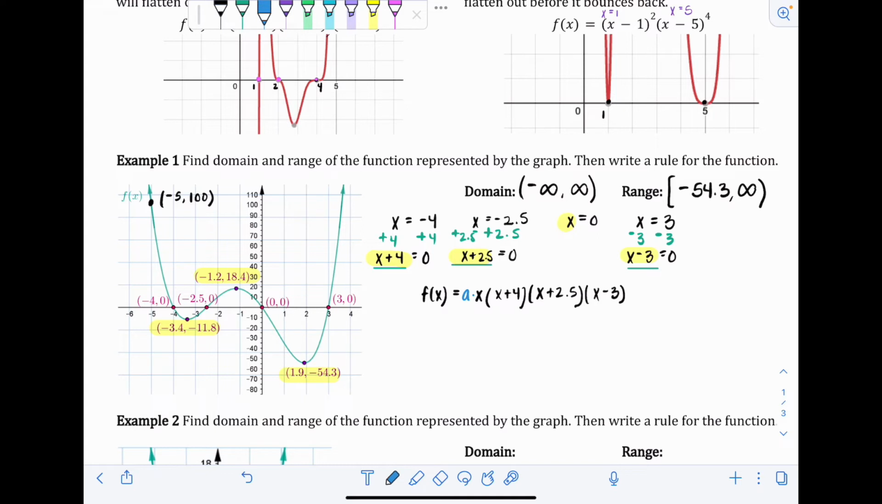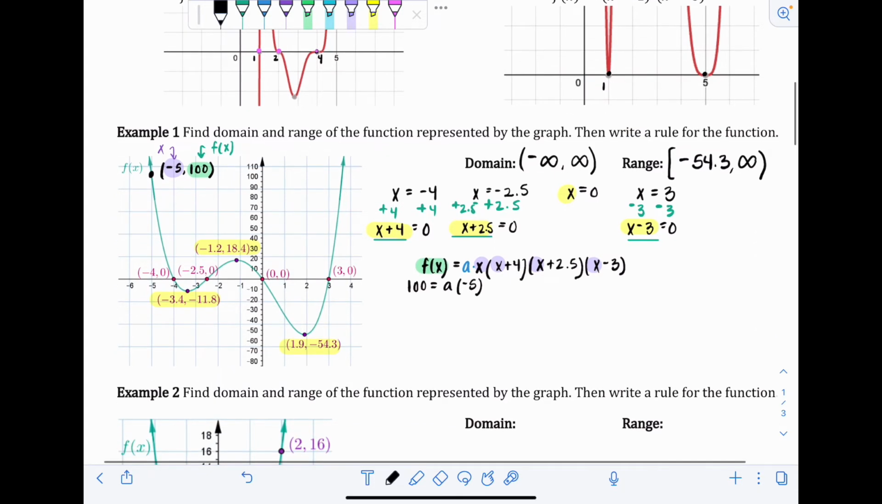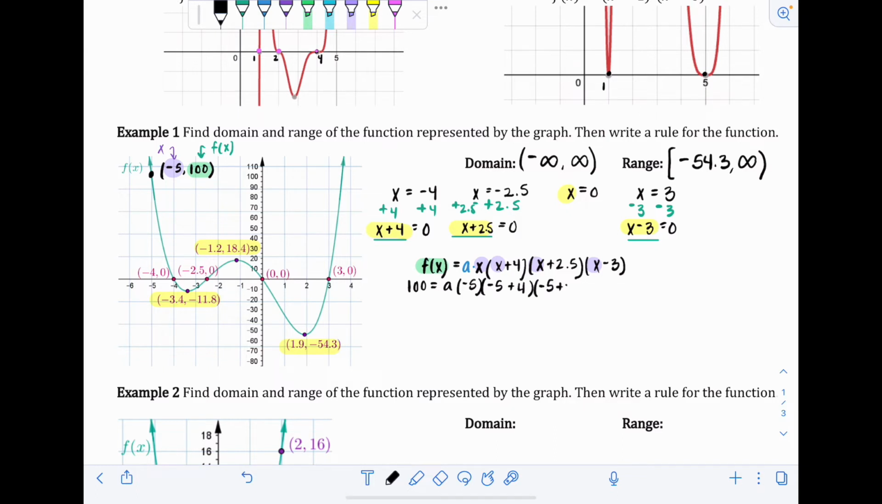Okay, so we're going to put the negative 5 in for all of the x's. So we'll put negative 5 right here, right here, right here, and right here. And then we'll put the 100 in for f of x or y, depending on what you used. So the 100 will go in for f of x. And then that leaves a as our only unknown, so we'll be able to solve for it. So it would look like 100 equals a, and then times x, so times negative 5. And then times x plus 4, so negative 5 plus 4. Times x plus 2.5, negative 5 plus 2.5, and then negative 5 minus 3. So we took all of our x's, they just got all replaced with these negative 5s, and then the f of x got replaced with 100.